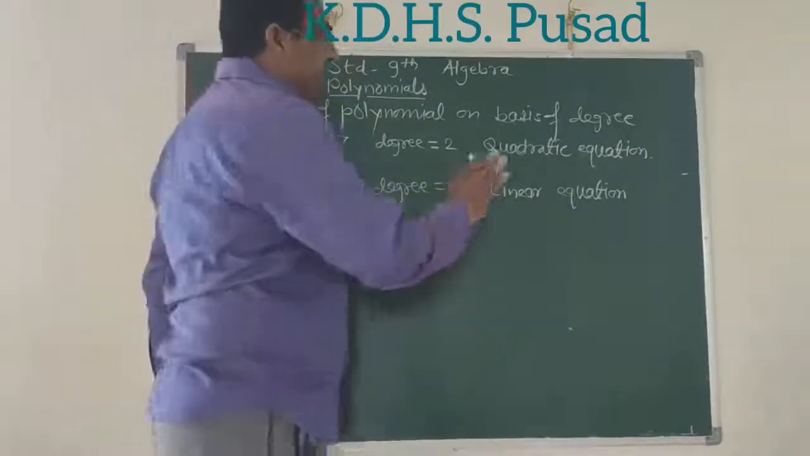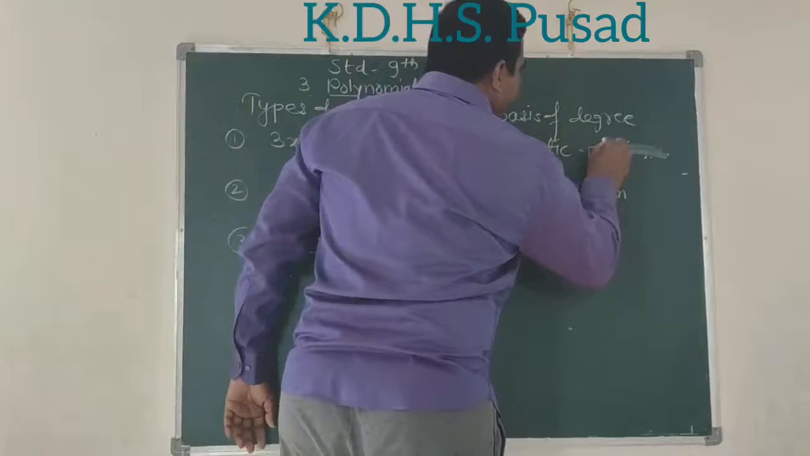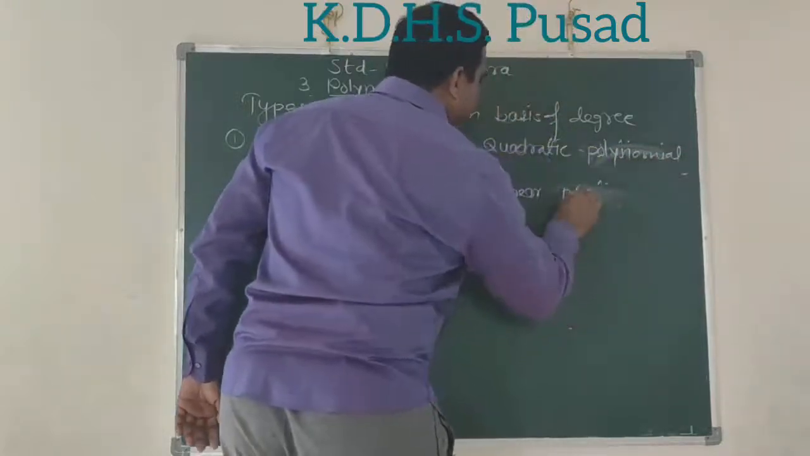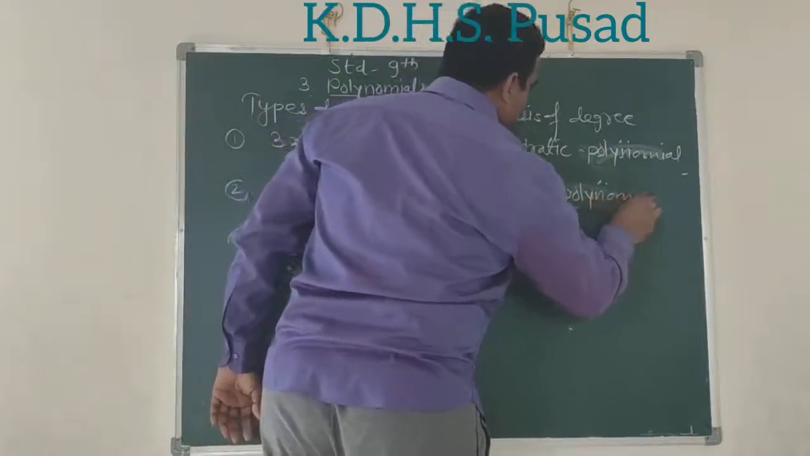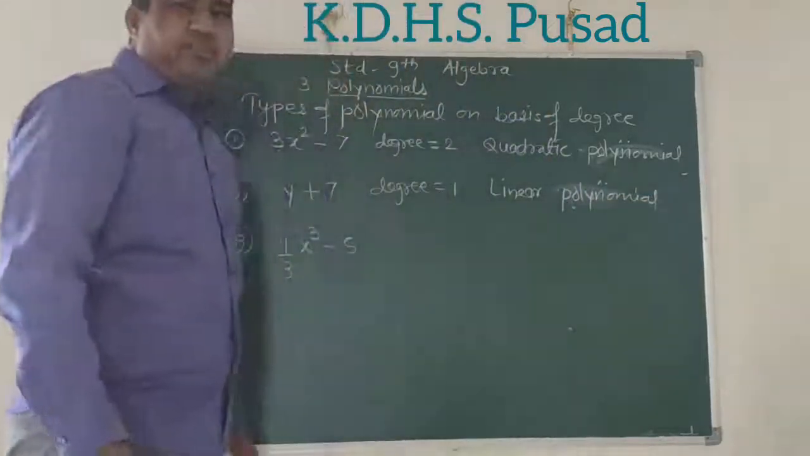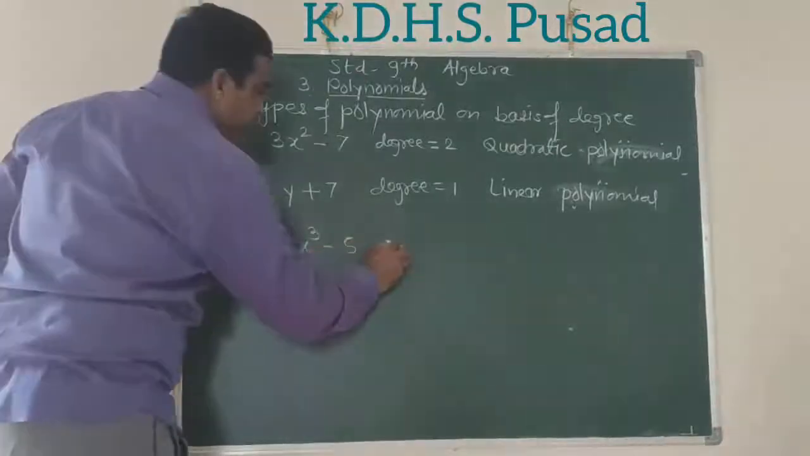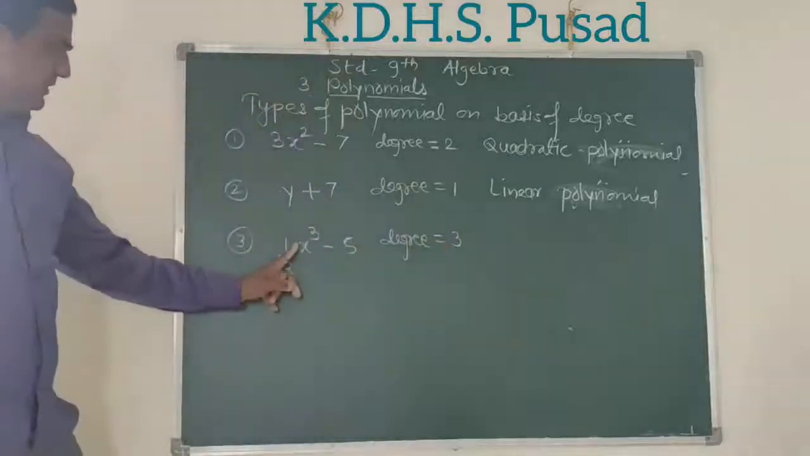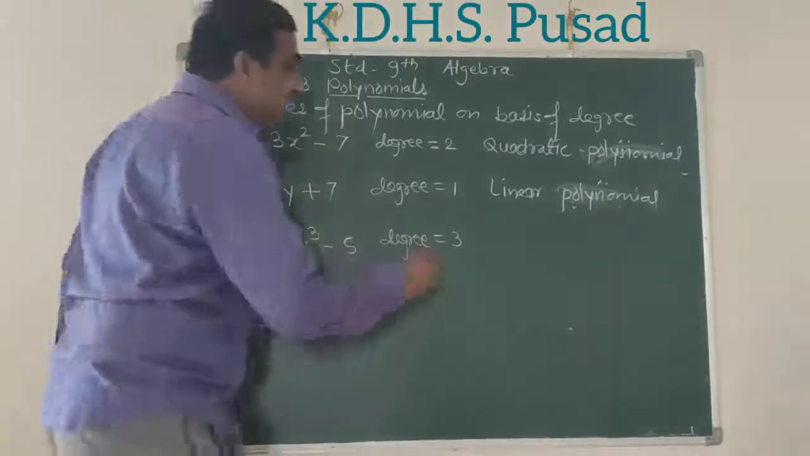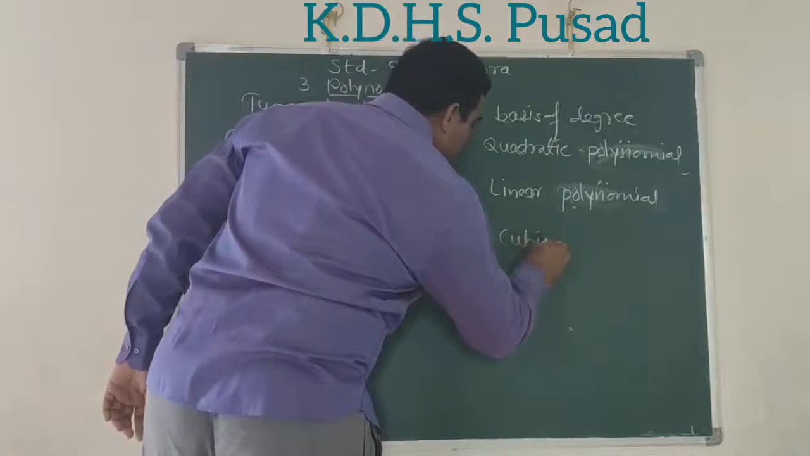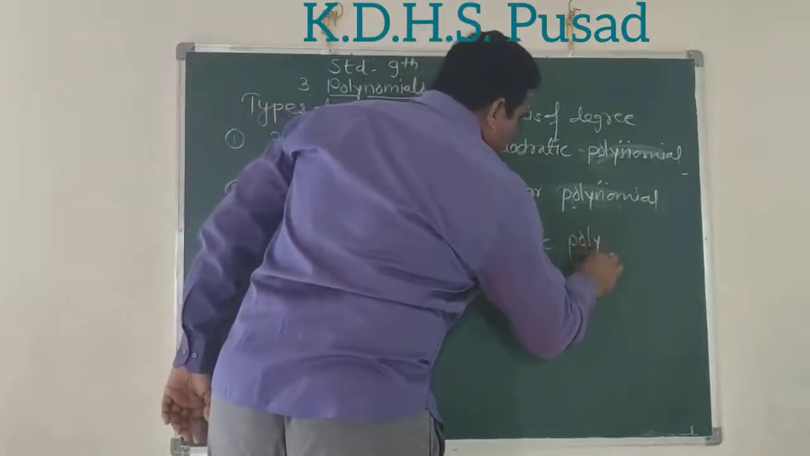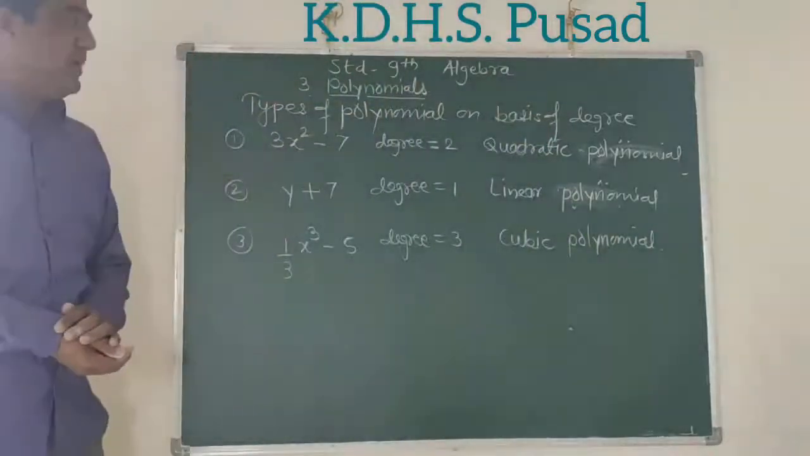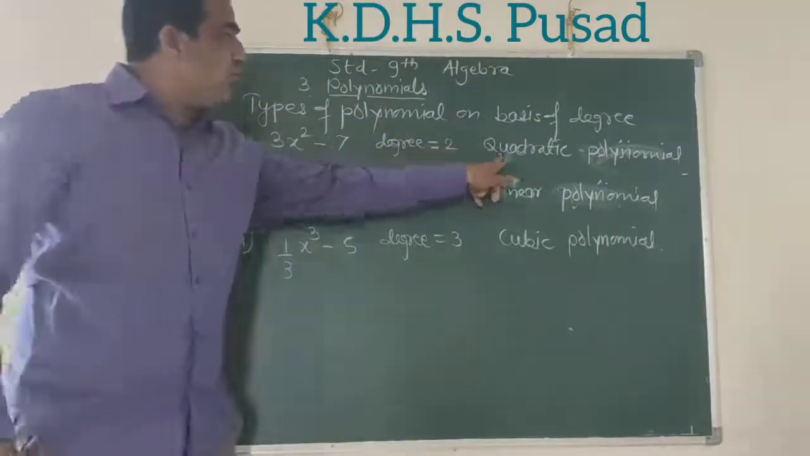Here we use the word polynomial, as we are studying polynomials. We use the word equation afterwards. That is a linear polynomial. Okay. And check the degree of the third one. Degree is 3. So that is called a cubic polynomial. Okay.